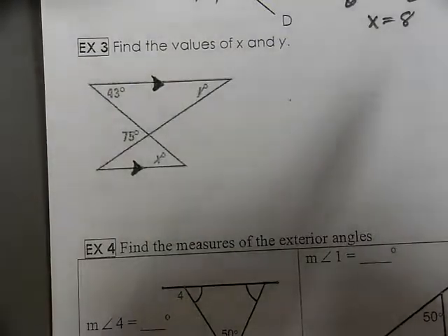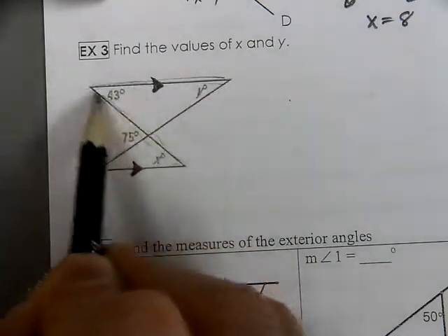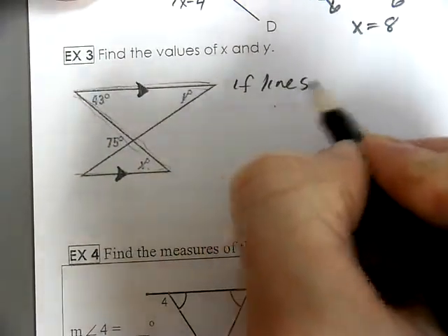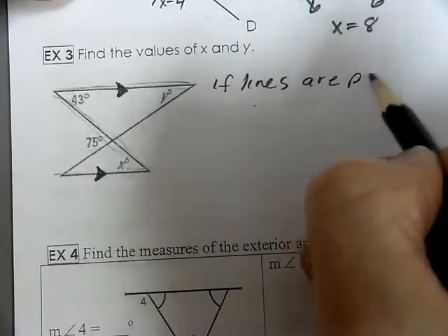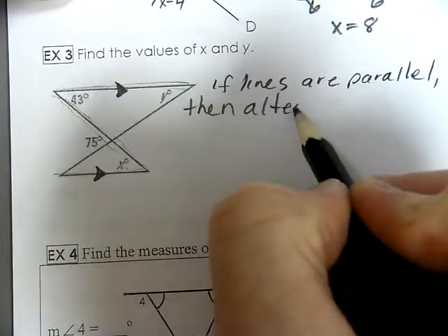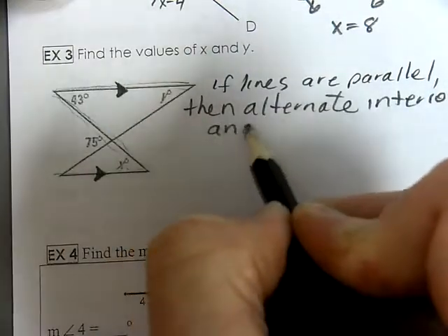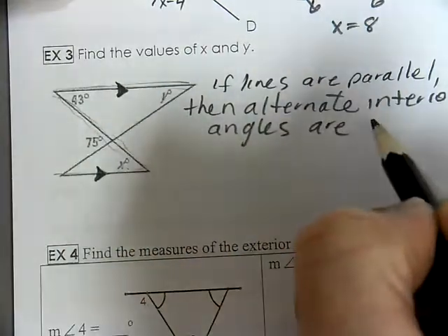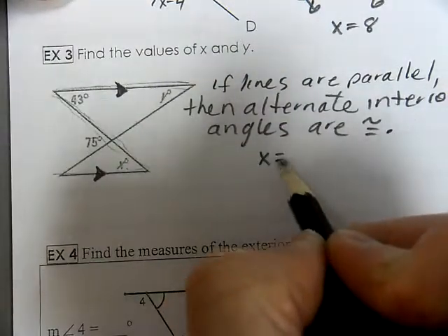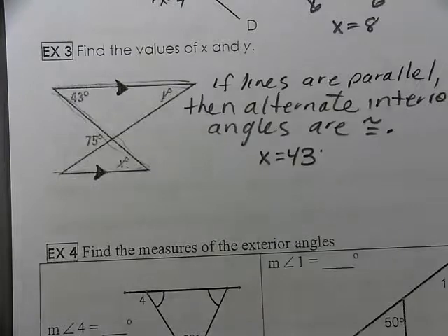Well, we've learned that alternate interior angles are formed by a zigzag. So there are your alternate interior angles. If lines are parallel, which we have, then alternate interior angles are congruent. So if they're going to be congruent, they're going to be equal in measure. So we know that x has to be 43 degrees.